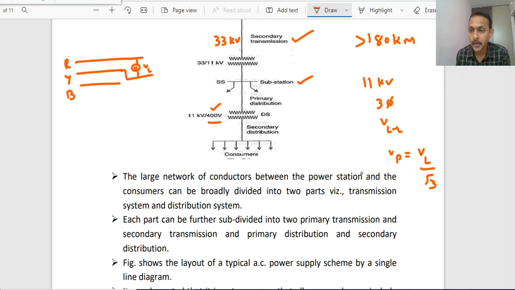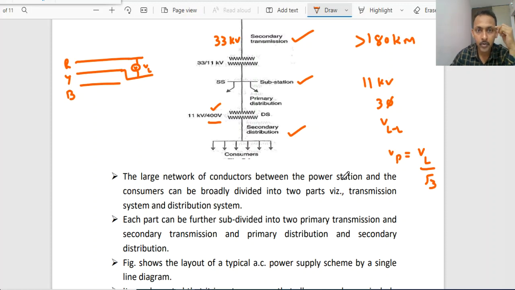If you want the phase voltage, the relationship between the phase voltage and line voltage is that the phase voltage is equal to line voltage divided by √3. So like this, once it has been stepped down from 11 kV to 400 volts, it will be given to the consumers.